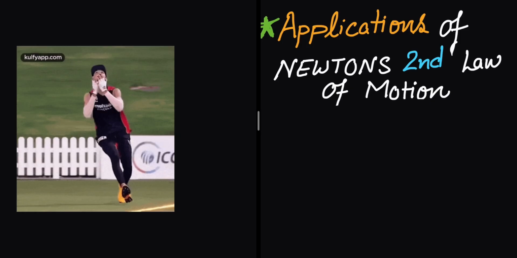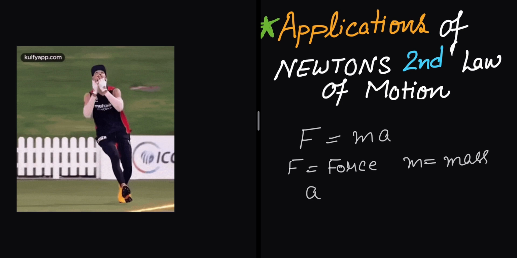Today we are going to discuss the applications of Newton's second law of motion. In last lecture we discussed Newton's second law of motion and got its mathematical formulation. What was that? F is equal to ma. What is F, students? F is nothing but force. What is m here? Mass of the object. And what is a, students? A is acceleration. This we already know.